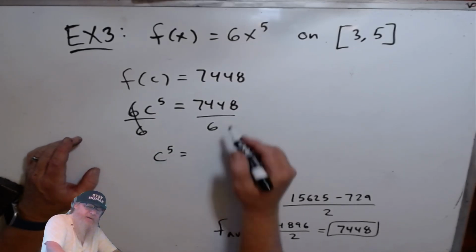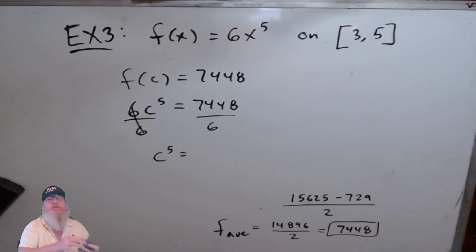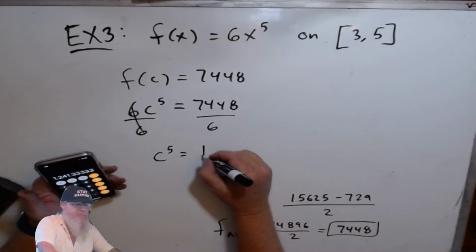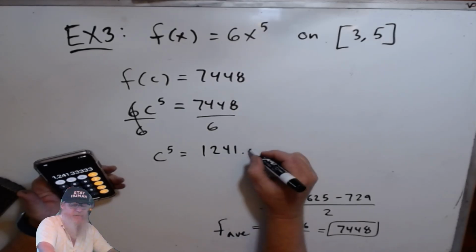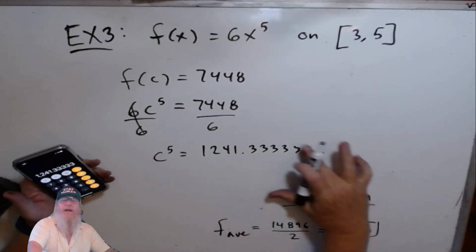The main mistake I see on these problems is people will use the wrong function, or use the antiderivative, or God forbid, the derivative. 7,448 divided by 6. No, you're going to have to round. We'll wait to round.